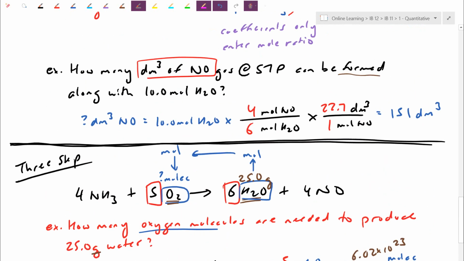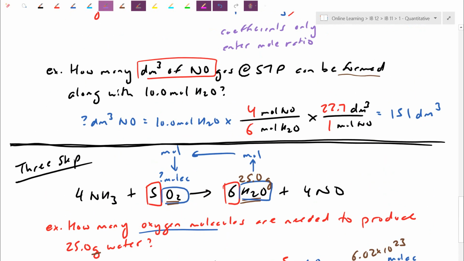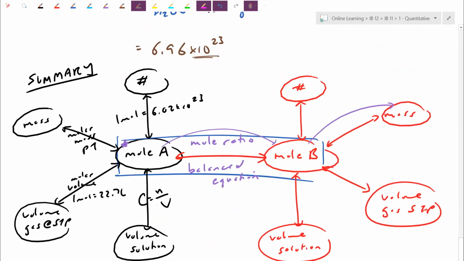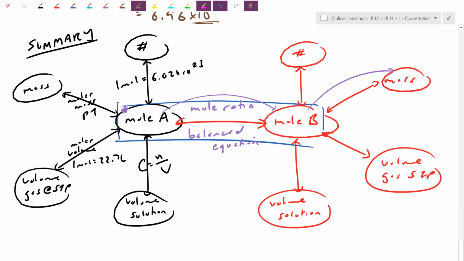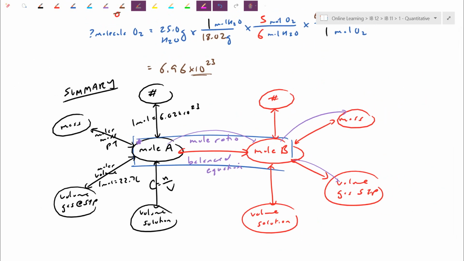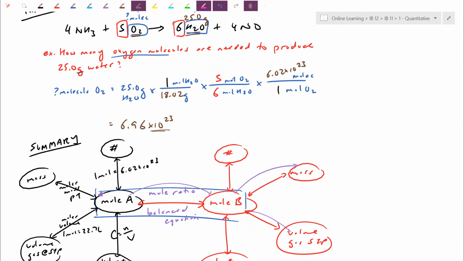Or my other conversion here was how many liters of NO gas if I have moles. Again, I'm starting off with moles of this one. I can go mole ratio first, and I can do liters afterwards. My 3-step conversion started from 25 grams. This time I'm not starting with moles. I'm actually starting with mass. I'm actually interested in molecules. I'm interested in getting numbers of a totally different chemical.